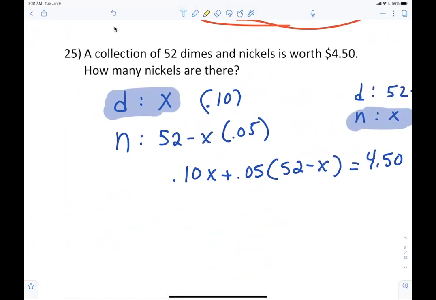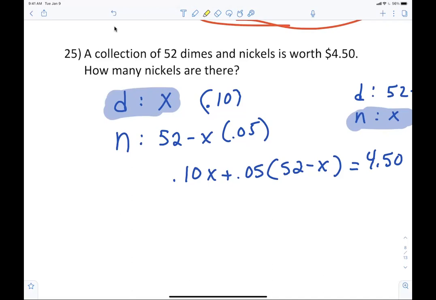52. So if there is a total of 52, that means one is X and the other is 52 minus X. If you don't know that, that's probably two questions tomorrow you're not going to know. All right, you have to know that.